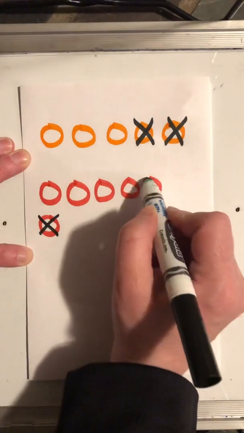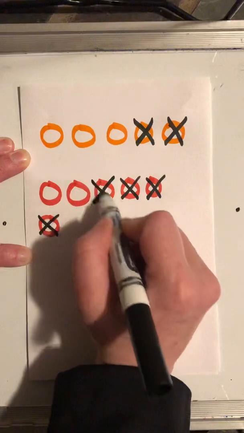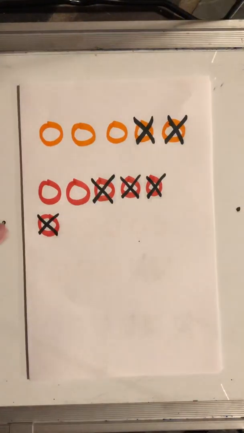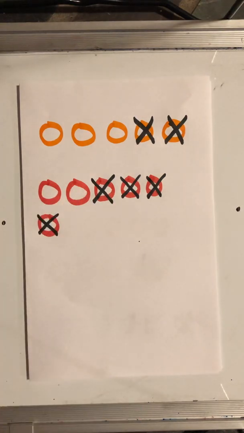1, 2, 3, 4. How many apples were left in that tree after that bird ate them? Yes, 1, 2. 2 apples left. Good job, friends. All right, I got another one for you. Okay, get ready to draw.